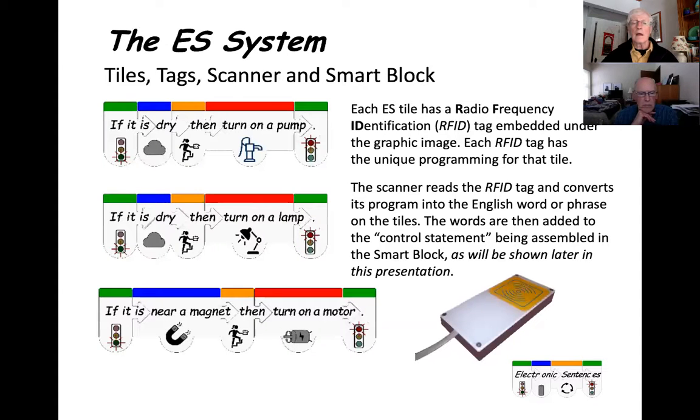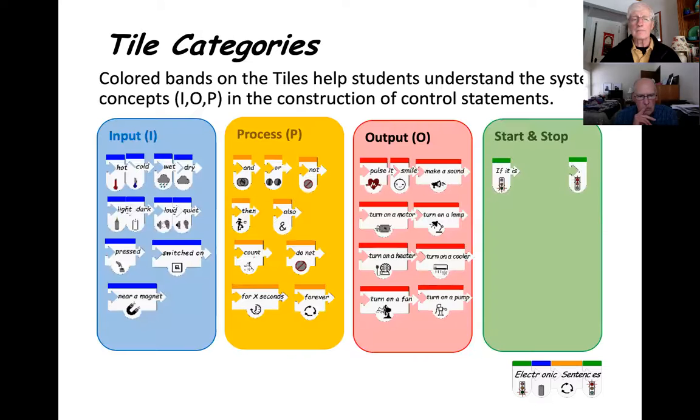Okay, so here are the tiles, and there are individual tiles. You can see they connect together by arrows, kind of like jigsaw puzzles. Each tile has a radio frequency identification tag embedded in the graphic, and then the scanner below reads what that code is and sends that as a sentence, a control statement, if you will, to a smart block. And the smart block is the one that actually controls the different devices. So for example, a child could decide if it's too dry, they need to turn on a pump, or if they're near a magnet, then a motor could run. So we'll take a look and see how this works in a minute.